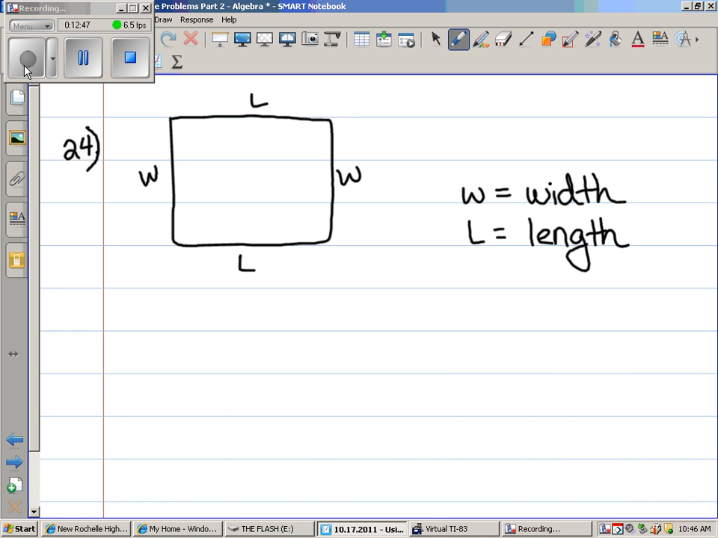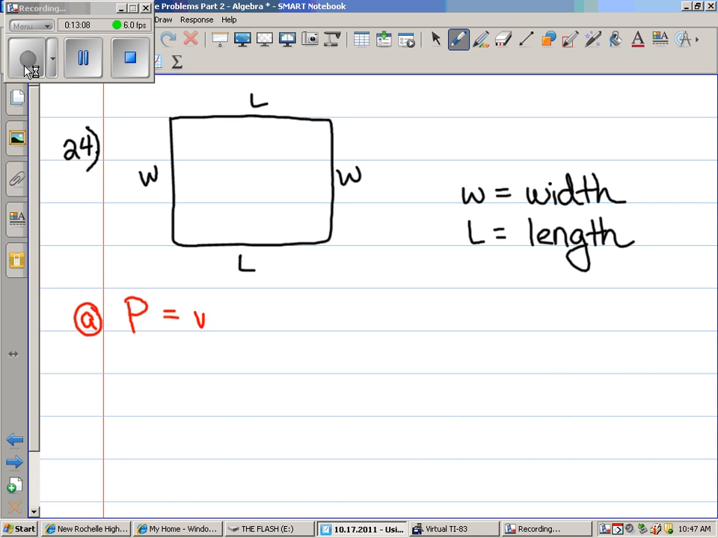Okay, all right. Now, the perimeter, it says the width of a rectangle is 3 yards less than its length. The perimeter is 130 yards. Find the length and width. Well, it's asking for perimeter. Let's write that formula down. We seem to know that.